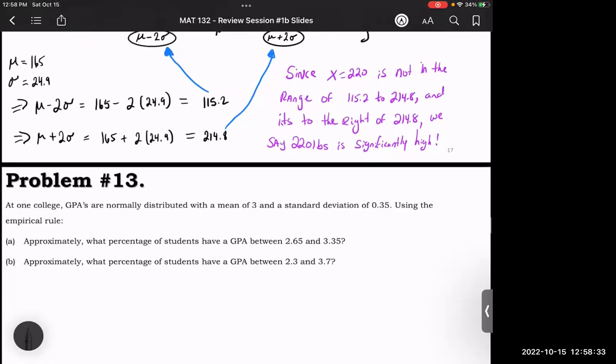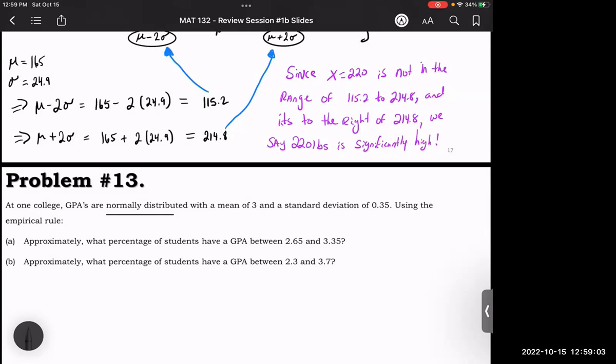It states that at one college, GPAs are normally distributed, and we know what the shape of that is, with a mean of 3 and a standard deviation of 0.35. Using the empirical rule, you want to approximate the following percentages: students having a GPA between 2.65 and 3.35, and having a GPA between 2.3 and 3.7.